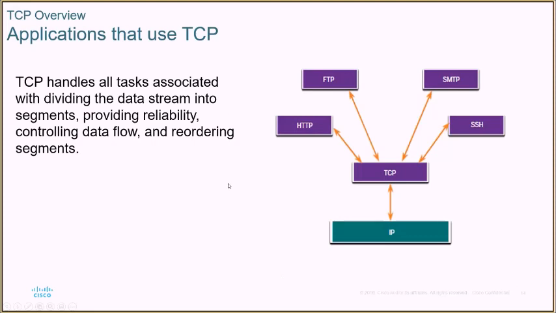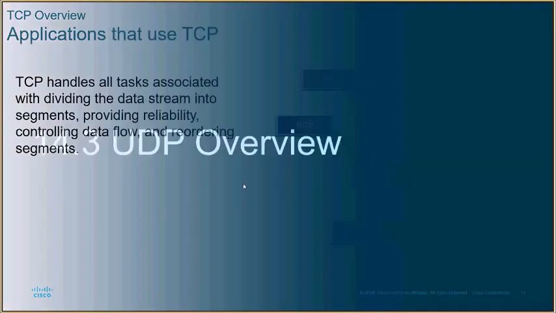Now, with TCP, and this is by no means an exhaustive list, certain protocols use TCP. So web pages, I've already mentioned that. FTP, file transfer, I've already said that. SMTP is mail, I've already said that. SSH I didn't mention, so of course that's a remote desktop or remote terminal, and you don't want to be missing out information on the terminal window either, so again you need reliability. And so TCP handles all tasks associated with dividing the data stream into segments, providing reliability, controlling data flow, and reordering segments. All right, so UDP.